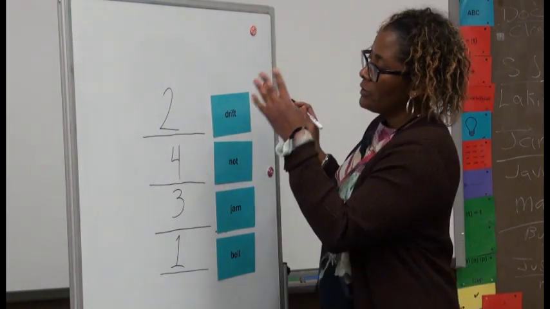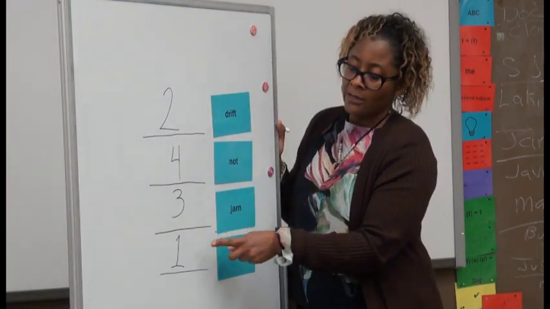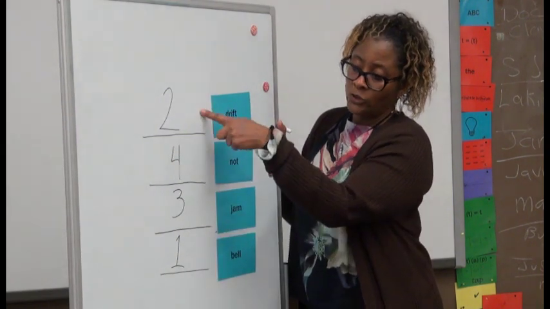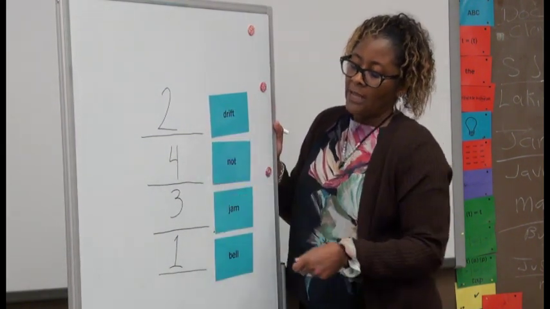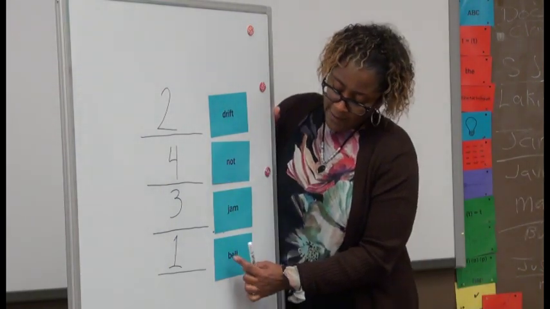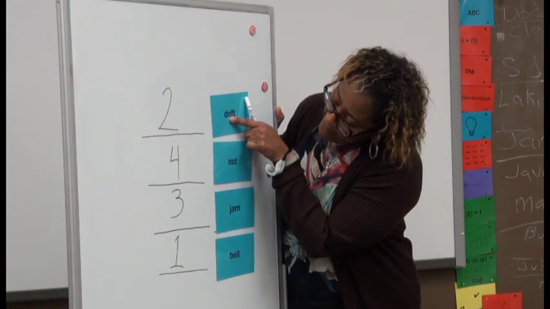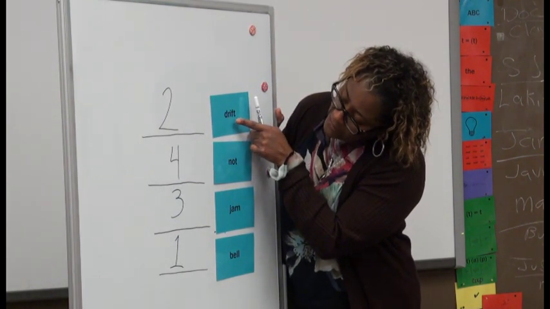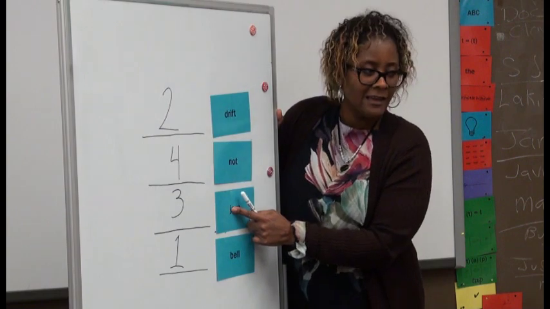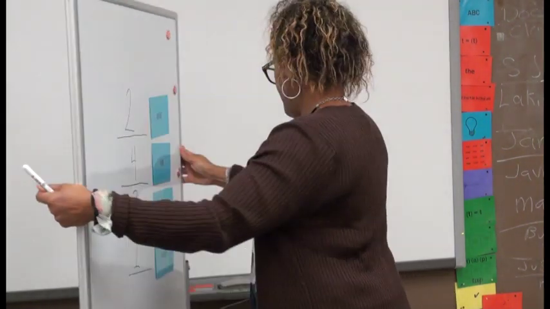Now let's check this. The numbers are right, so we have 1, 2, 3, 4. Let's see if it's in alphabetical order. So we have A, B, C, D, E, F, G, H, I, J. Okay, they're all in order. Great job. Y'all did a wonderful job.